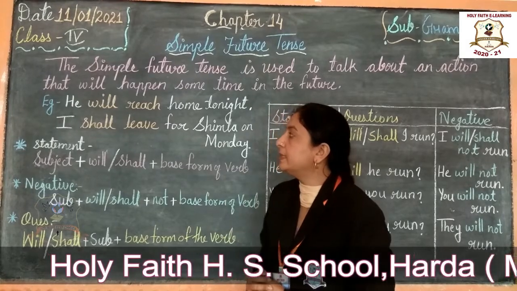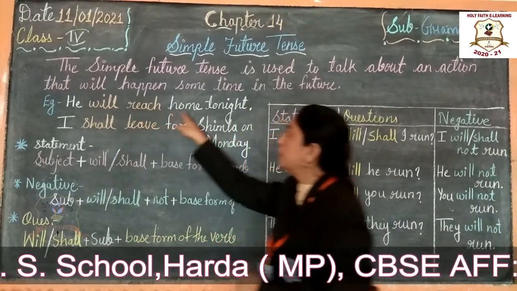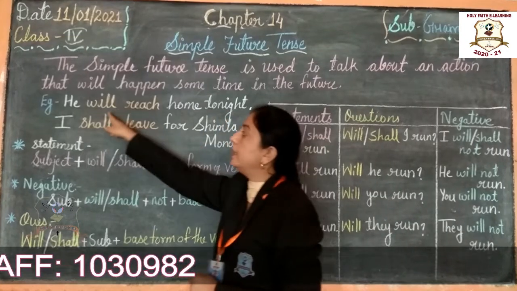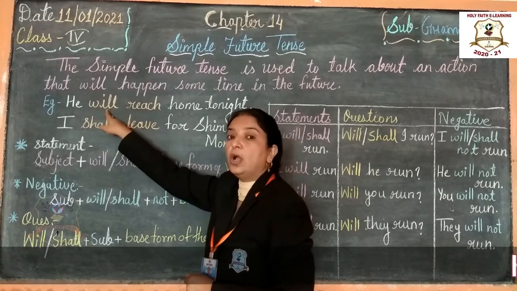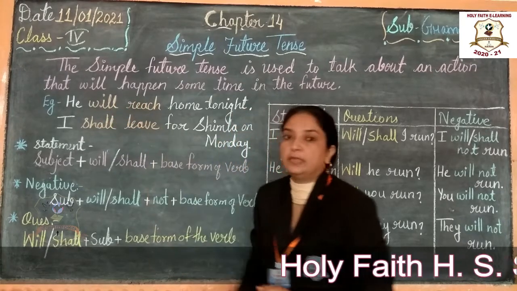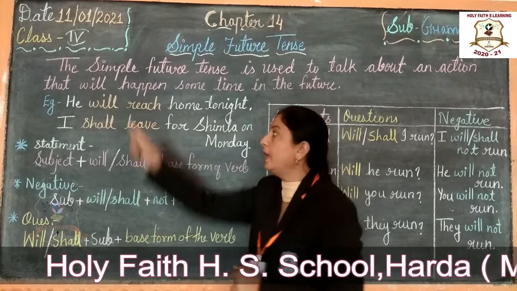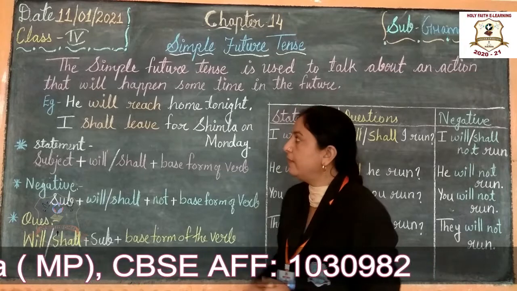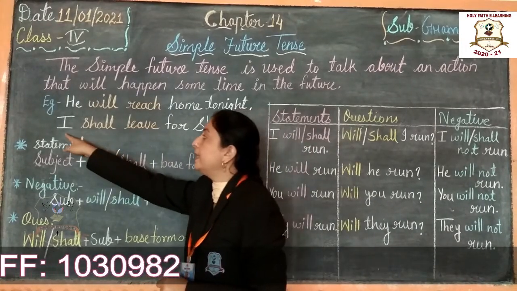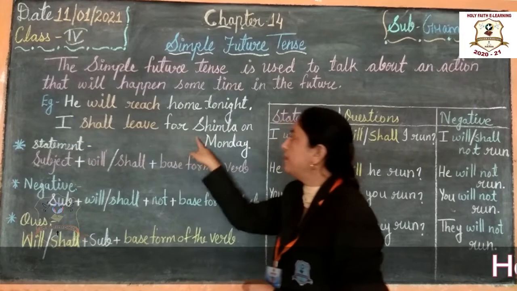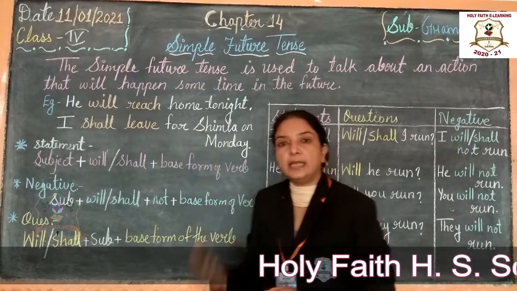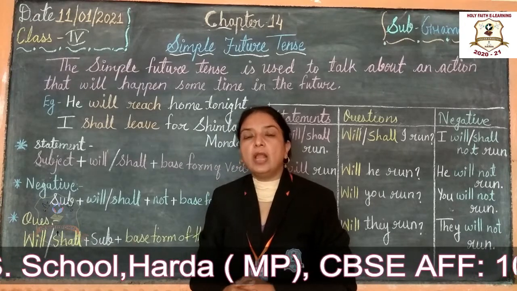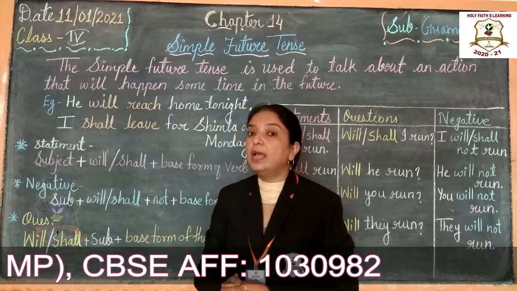Okay, let us see the example. He will reach home tonight. Here we write will for simple future tense. Simple future tense के लिए हम क्या use करते हैं? Will और shall. Will and shall for the simple future tense. The second is: I shall leave for Shimla on Monday. We use will or shall plus base form of the verb.